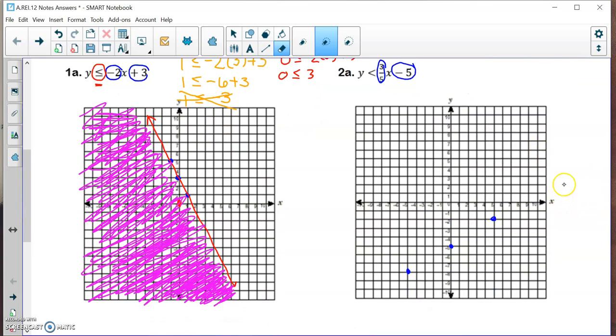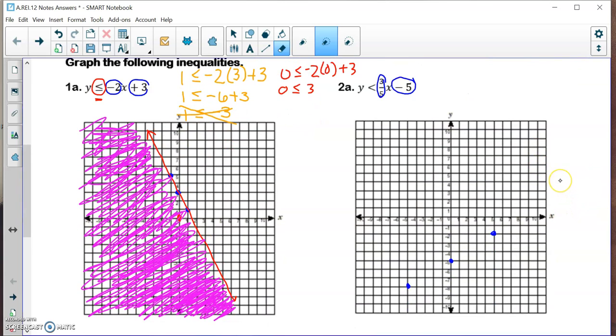All right, before we automatically just draw our line, we are going to determine should I have a solid or a dotted line. Since there is no equal to sign in my inequality symbol, that means that I'm going to have a dotted line. What this means is that all the points that are on the line are not actually solutions to your inequality.